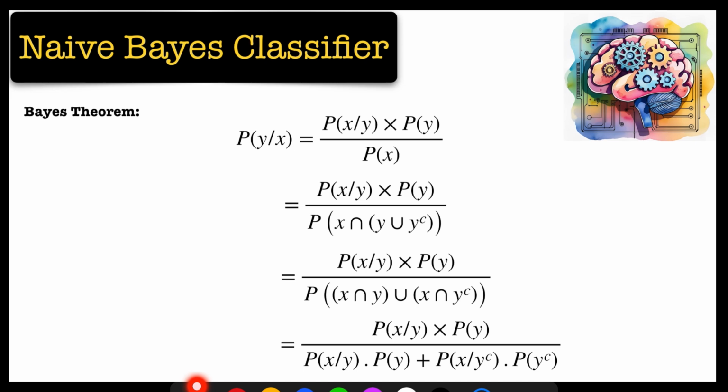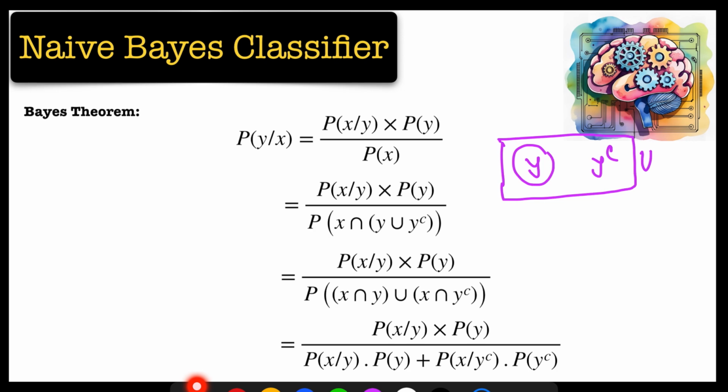Now, quickly expand this probability of x to understand it better. So, probability of x can be written as probability of x intersection (y union y complement). Let's say this is the universal set, and this is y, so this is y complement. So y union y complement means the whole universal set.